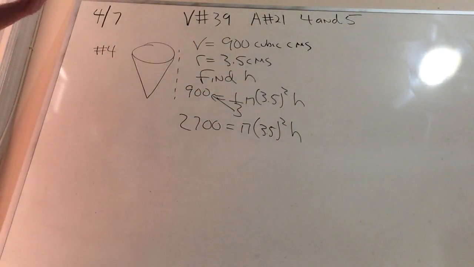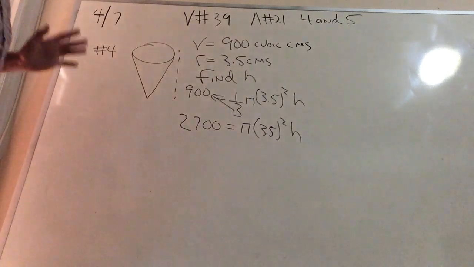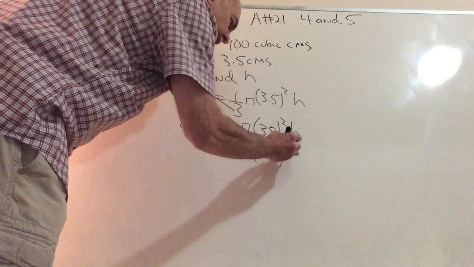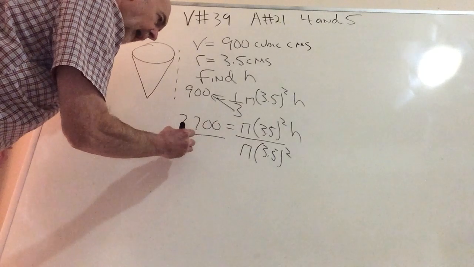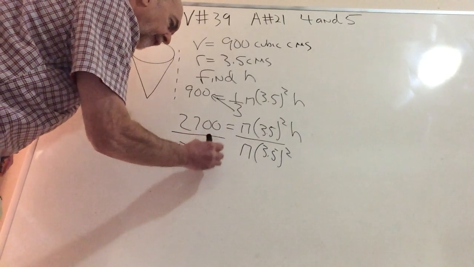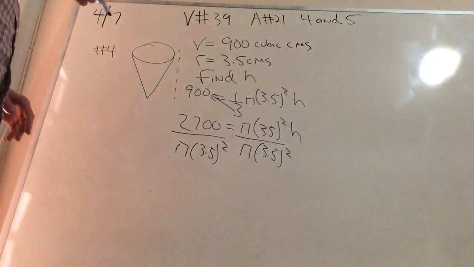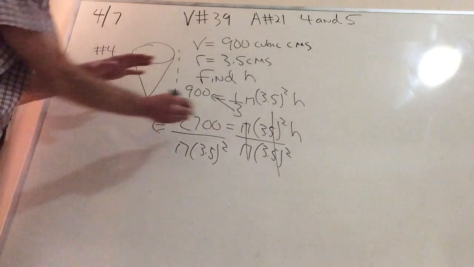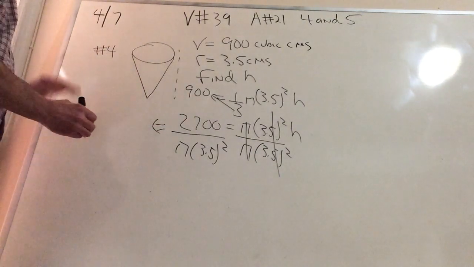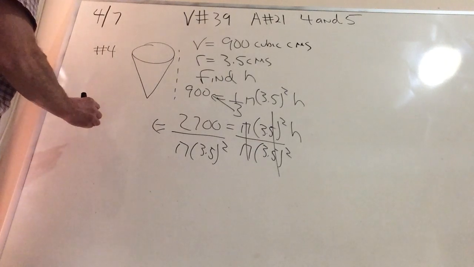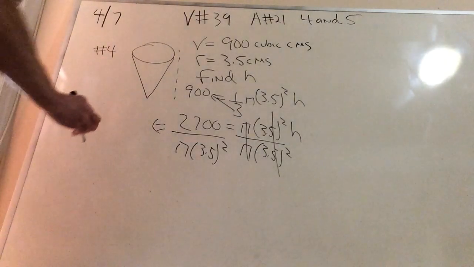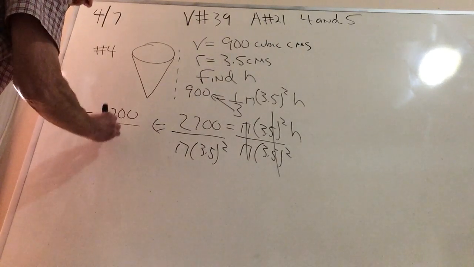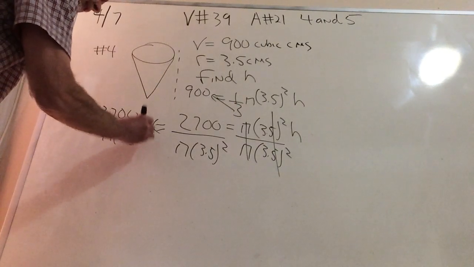So debatable, I don't know. You'll decide what's best for you. I divide by pi, and I divide by 3.5 squared on both sides. So when I cancel everything, as I must do, I'll work right to left this time. I have a little space here. I end up with h, can you see that? Yeah, barely, equals 2700 divided by pi times 3.5 squared.